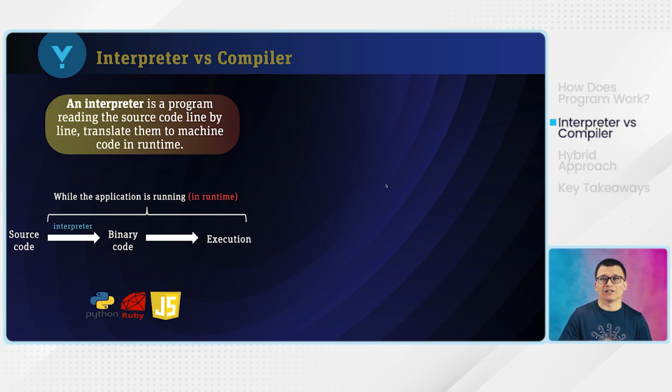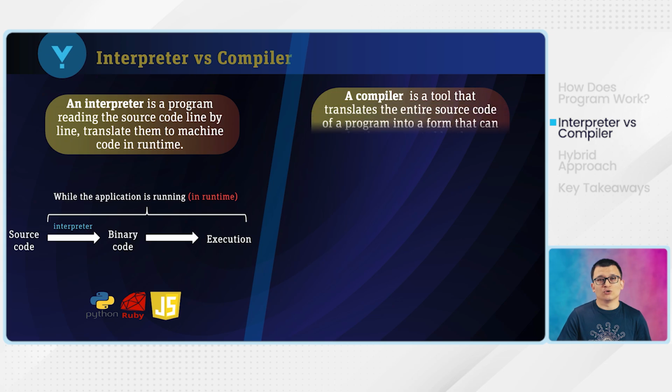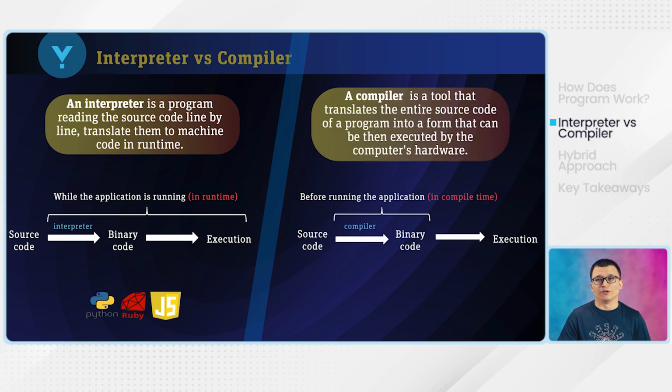And the compiler, on the other hand, is a little different from the interpreter. Okay, a compiler is basically a tool. This tool still translates the source code, but it does not translate it line by line like the interpreter does. Okay, it translates the entire source code of the program. When it translates the entire source code of the program, it will create a file, which contains all the binary codes, and will be directly executed by the computer's hardware.